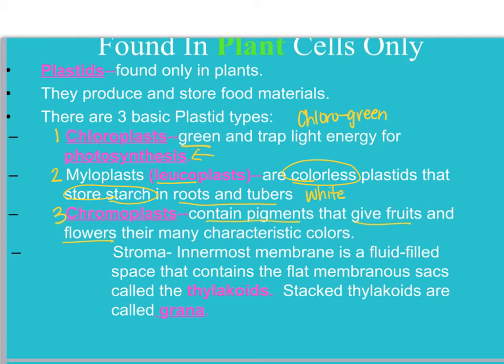So anyway, then you have the stroma. So the stroma is the inside membrane, and it's got fluid in it, and it's going to have these thylakoids. So this is going to be usually inside of the chloroplast or these plastids. So it has thylakoids in it, and a stack of thylakoids is called a grana. This is going to be important, especially when we get to photosynthesis later on in the next unit.